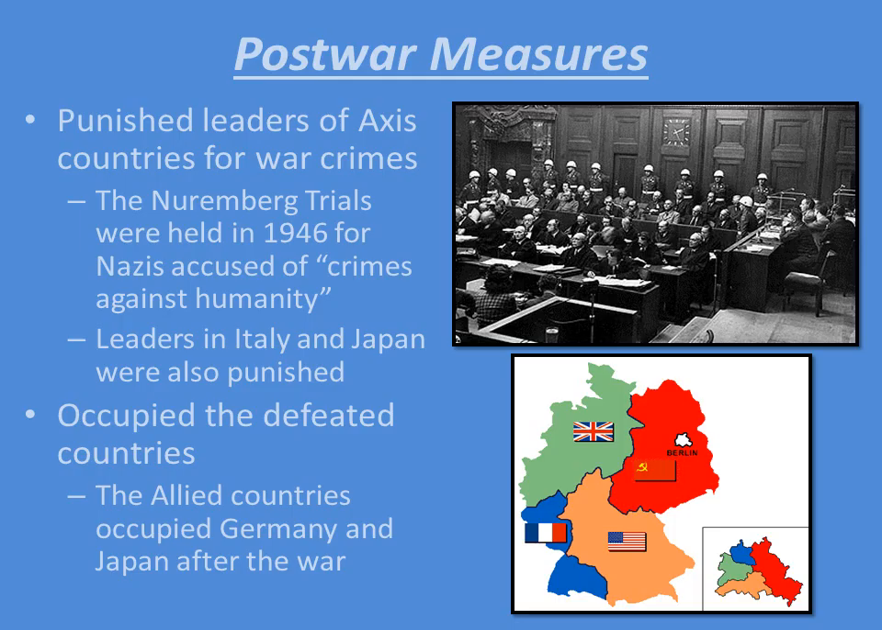About 140 of them were found guilty, many of them sentenced to death, others sentenced to life in prison. This also happened in Italy and Japan, where the leaders of those countries were held accountable for what they had done during the war. Most notably in Japan, Hideki Tojo, the prime minister, was hanged for war crimes in the late 1940s. The Allied countries also occupied the countries that had been defeated.